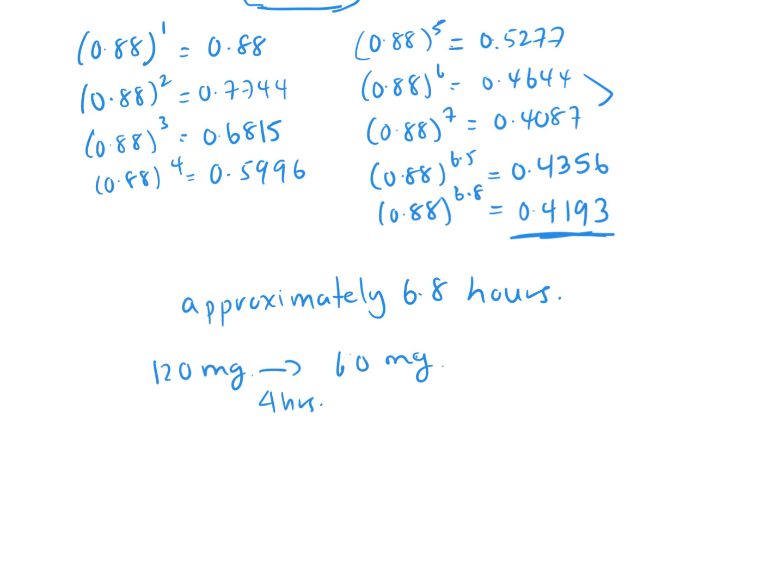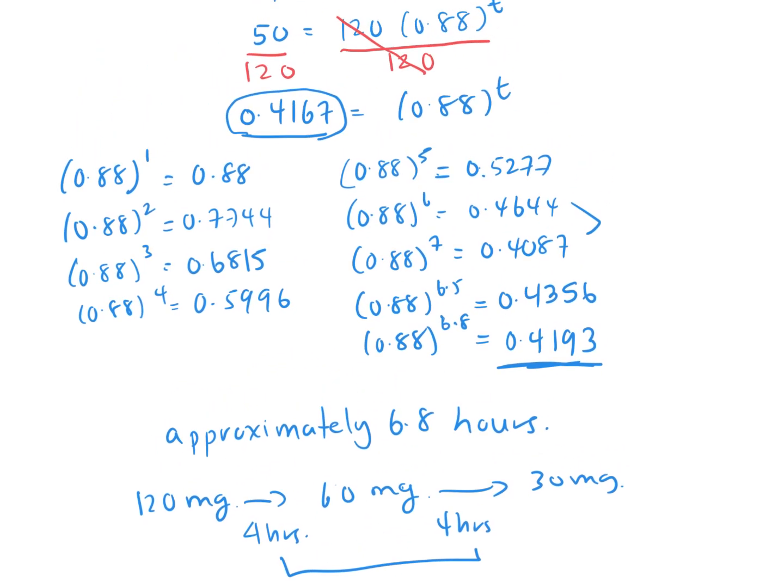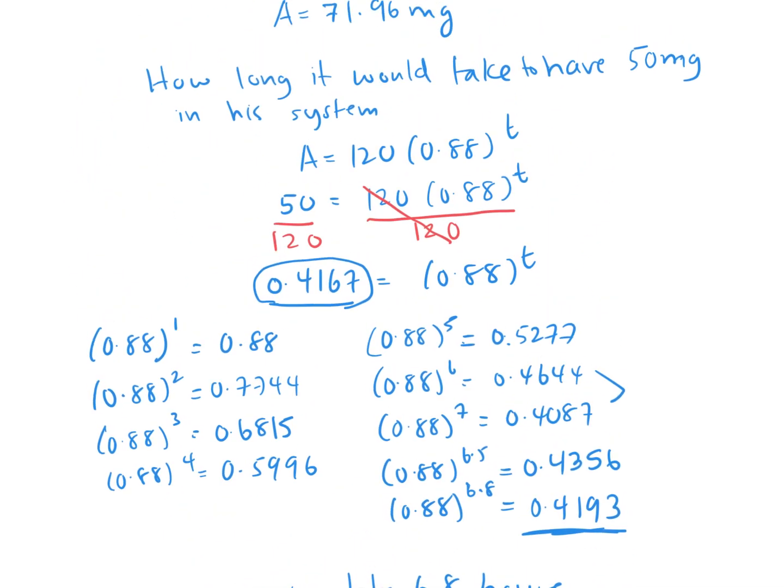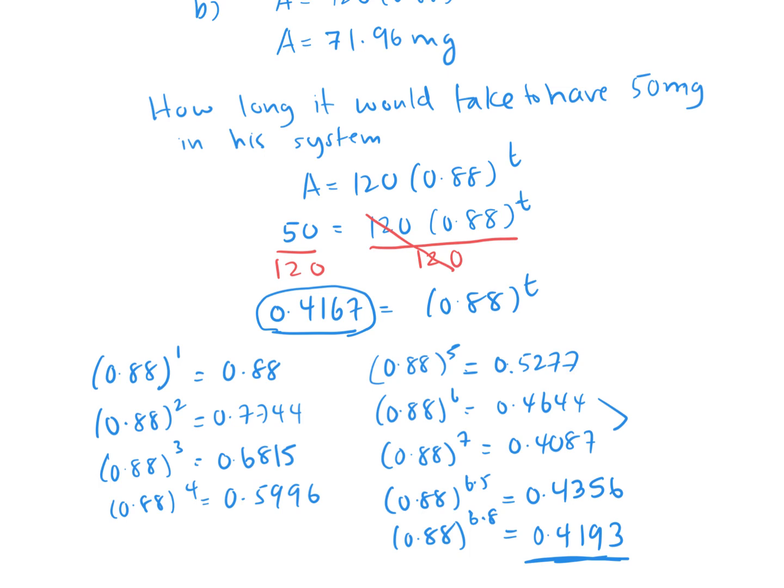Okay, so I know it's going to take at least 4 hours because I have to get down to 50. So after another 4 hours, it would be down to 30. So I know it's got to be between 4 and 8 hours, right? This is 4, this is 8. So I know it's got to be bigger than 4, less than 8. So then I might try 6. So you can approximate first and then just try different numbers. So if you have to find the exponent, you would have to estimate to find that answer.